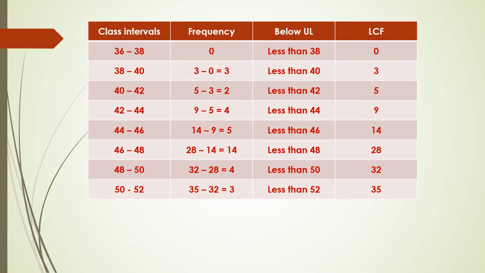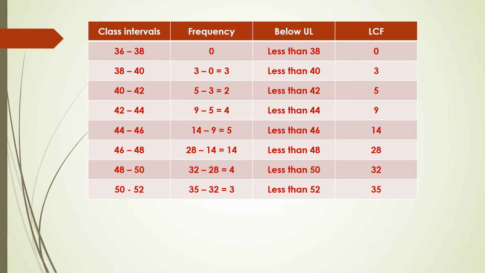Weight less than 40 is 3 students. Weight less than 42 is 5 students. Now, the number of students whose weight is between 40 and 42 is nothing but 5 minus 3, that is 2 here. Similarly, suppose I want the frequency of 44 to 46, what will I do? 14 minus 9, I will get 5. In this way, we can calculate the respective frequencies by using the less than type cumulative frequency.